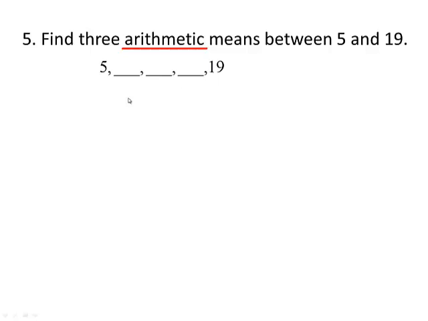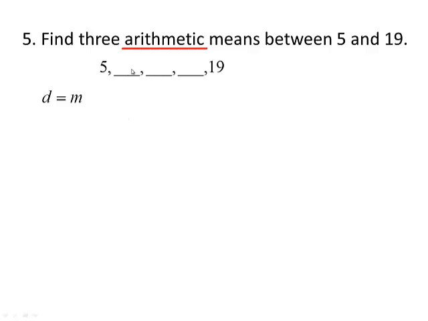And we know arithmetic means that it's linear. And when things are linear, we can think of them as a slope. Okay, so a common difference is going to be some kind of slope, adding a slope to this each time.